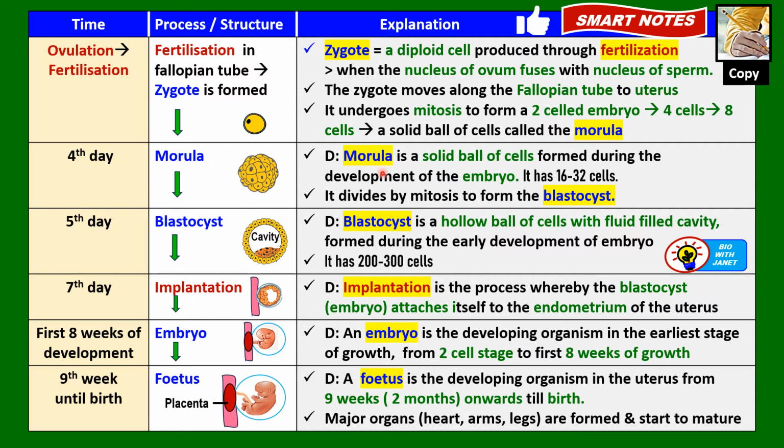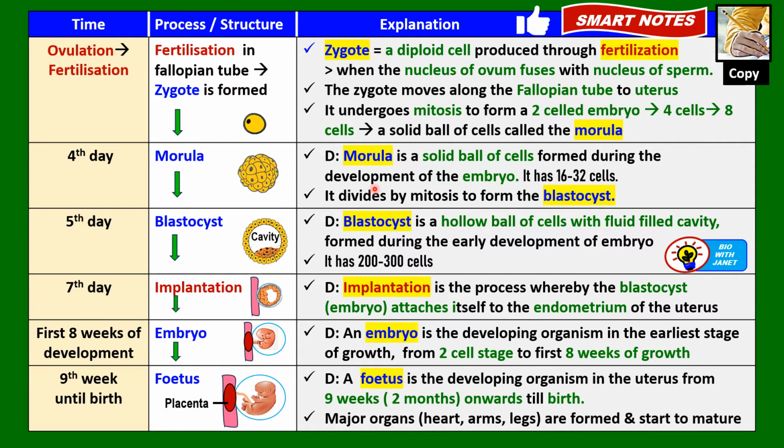Morula is a solid ball of cells formed during the development of the embryo. All these are already stages of the embryo, starting from the two-celled embryo, according to our textbook. An organism that has two cells, formed after the zygote divides, is already an embryo.